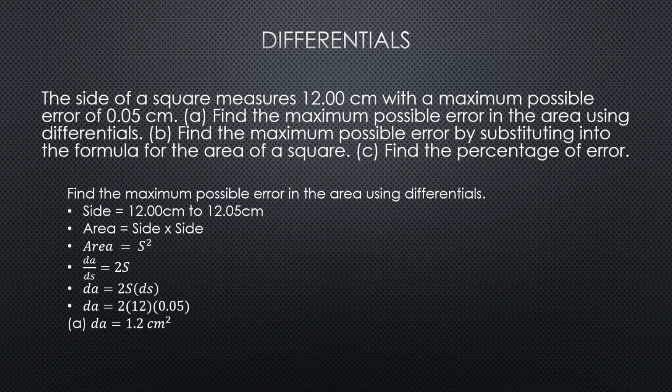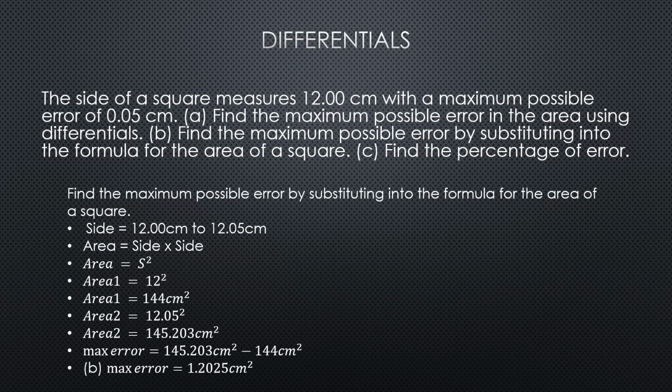So we take the derivative of the area and we get dA/ds is equal to 2s. We simply move the ds over on the equation. So dA is equal to 2s times the change of s. And we get that dA, or the maximum change in area, is equal to 2 times 12 times 0.05, and we get a maximum change of area equal to 1.2 centimeters squared. That is using differentials.